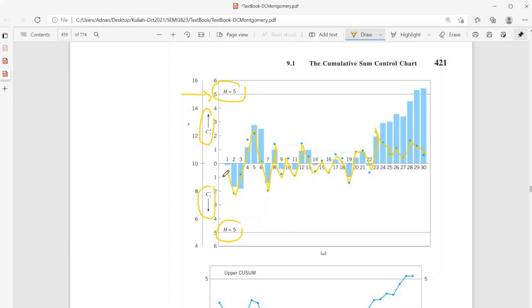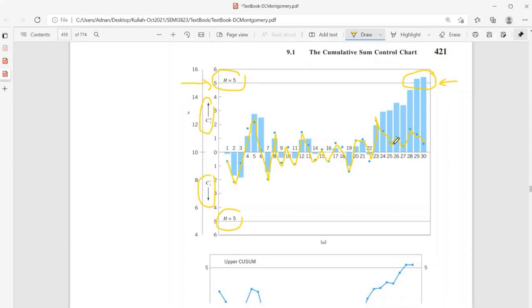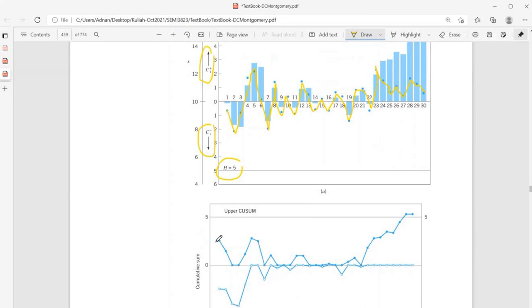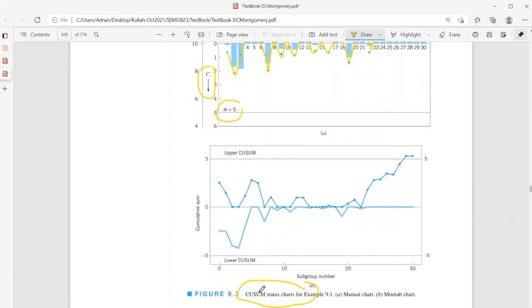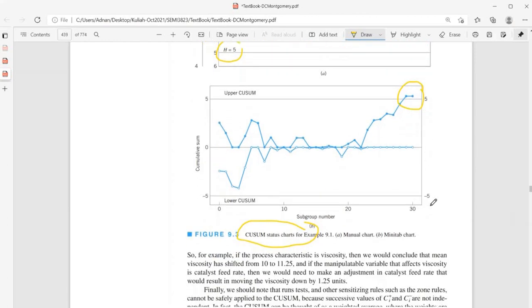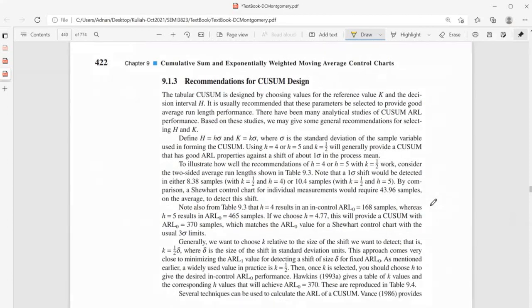But when we count the C values, we see that these C values hit this limit. This is where the sensitivity of Q sum is very important. The second chart shows the C plus, and this one shows the C minus. This detection is happening there, which was not detected by a Shewhart control chart.